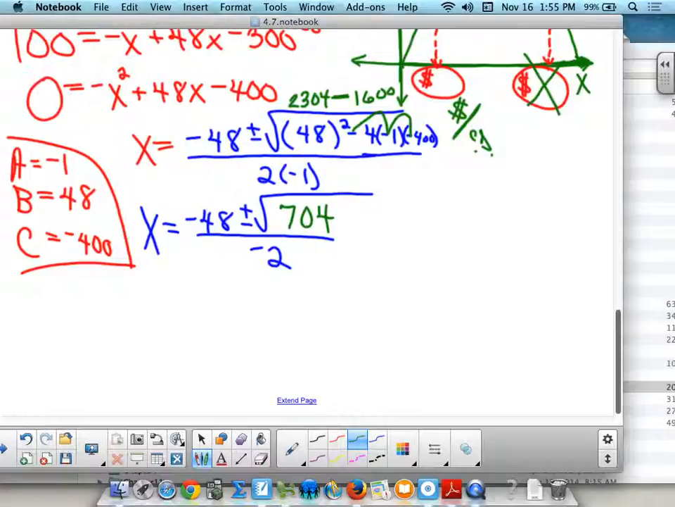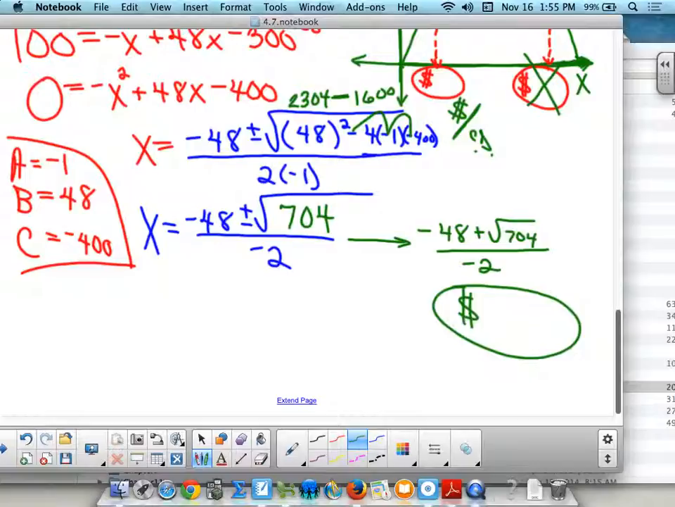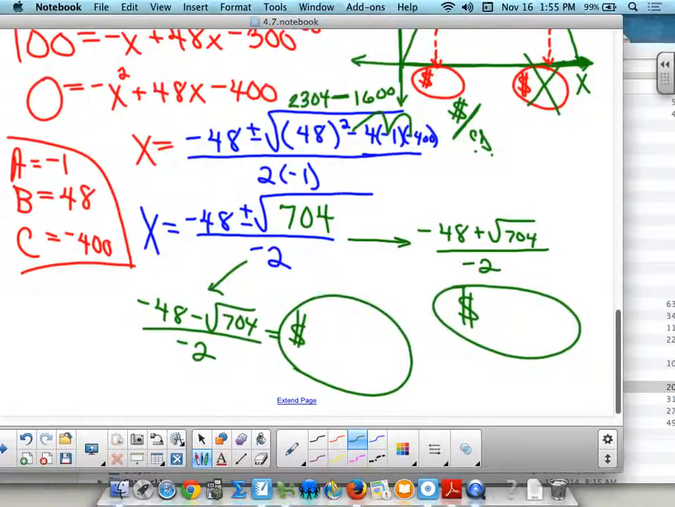Okay, so here come the answers. Ready? First answer is going to be negative 48 plus the square root of 704 over negative 2. That's going to give you something. Second answer, negative 48 minus the square root of 704 over negative 2. That's going to give you another answer. Okay, I'm waiting. Do you think I can do that in my head? I don't know what the square root of 704 is.